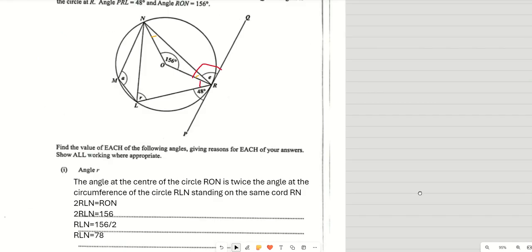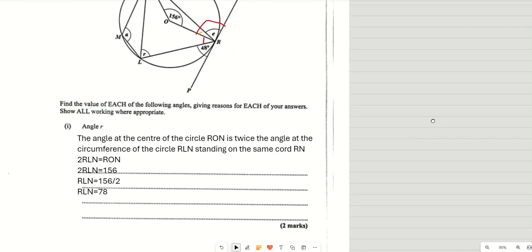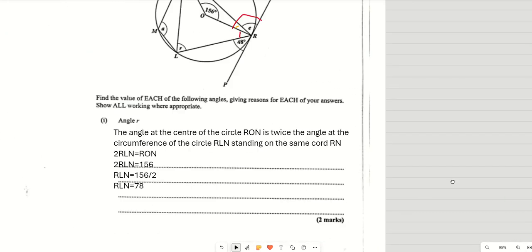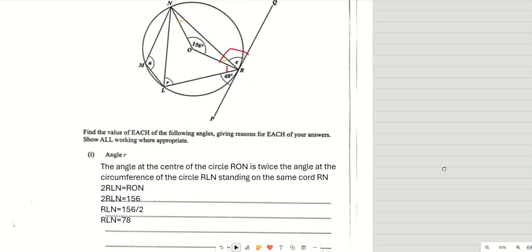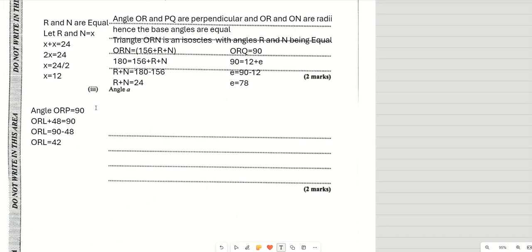All right. Now, again, let's just look at this. The red angle is 42, and the yellow angle we found above is 12. So what angle is that? What's the name of the angle? Angle NRL is equal to 42 plus 12. So angle NRL is equal to 54.